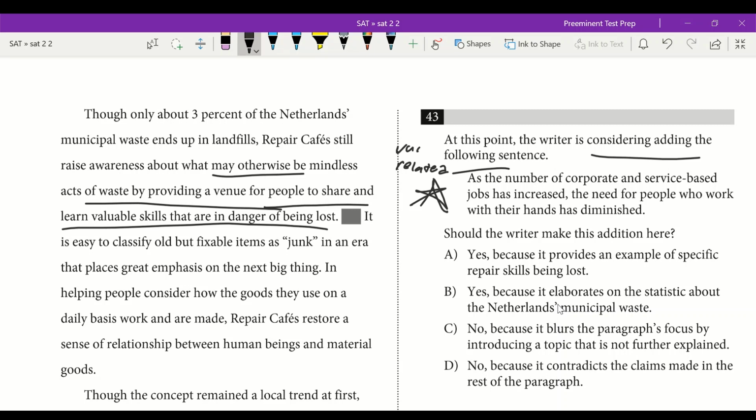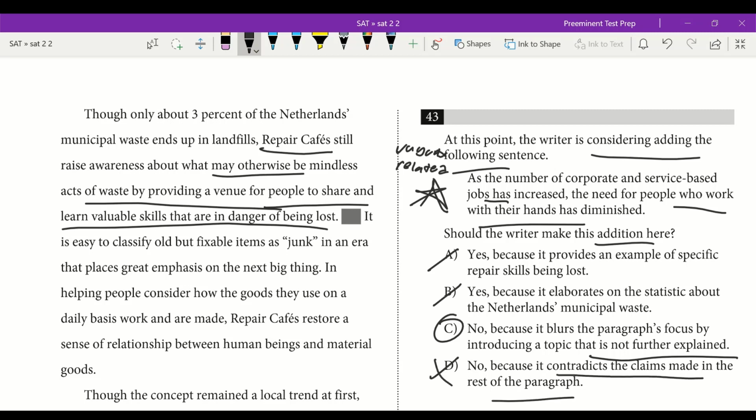Okay, it's vaguely related, right? So would I make this addition? I wouldn't, because we're talking about now economics and which jobs are in demand and which ones aren't, but that wasn't the point of all this. The point of this whole essay, or this whole piece, was about how it's important to have repair cafes because they help repair things and reduce waste, right? This doesn't really have anything to do with people working with their hands. So should they make the addition? We can get rid of our yeses. So we should have no, because it blurs the paragraph's focus by introducing a topic that's not further explained, right? It doesn't contradict claims made in the rest of the paragraph, so we can get rid of D.